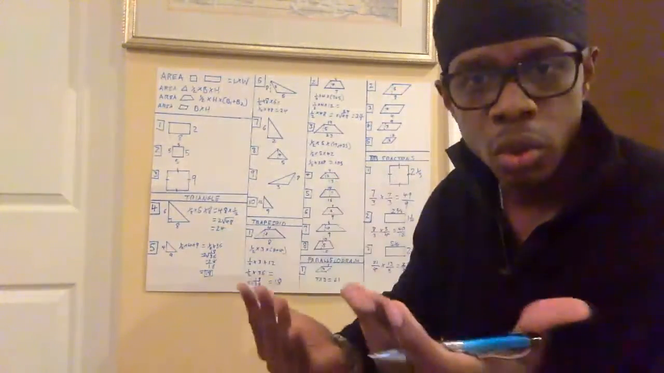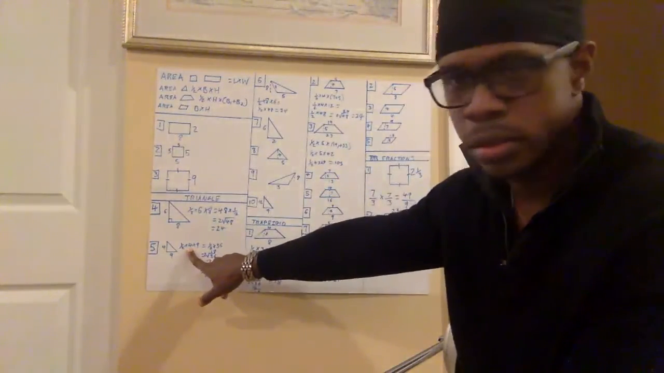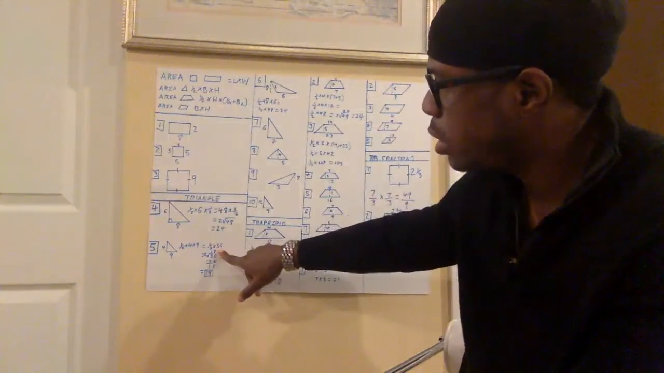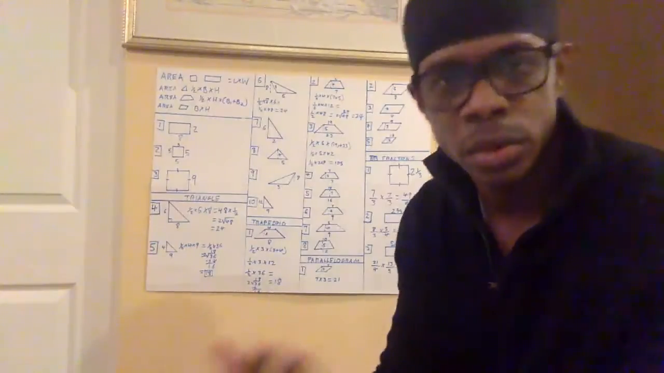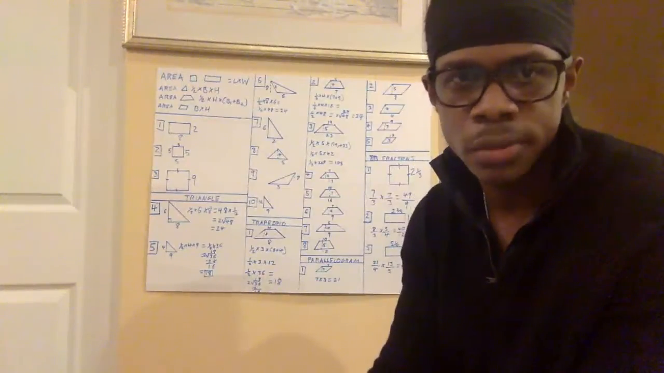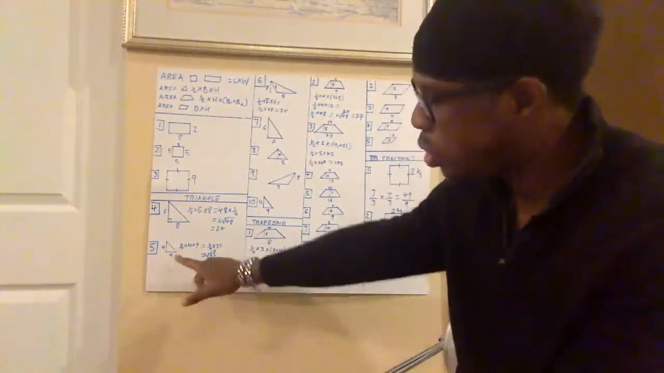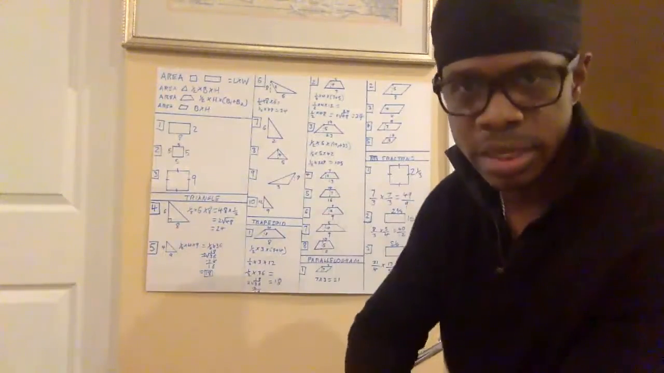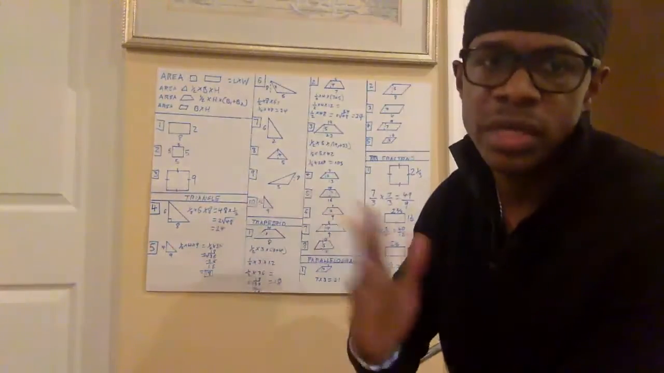You're done. Or you can multiply 9 times 4, which gives us 36. Then we do 36 times a half, or 36 divided by 2, which is the same 18. Or you could say a half times 9. A half of 9 is 4.5. 4.5 times 4.